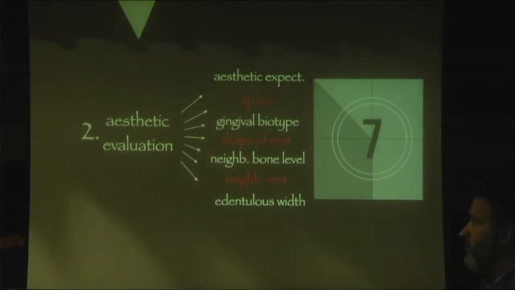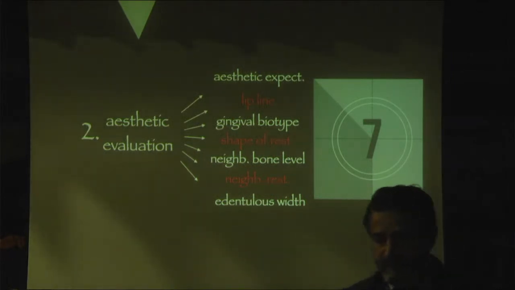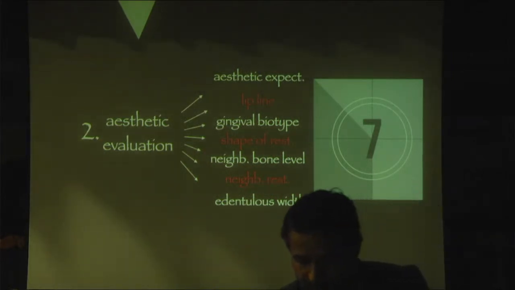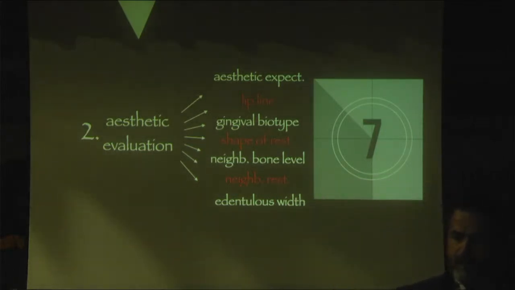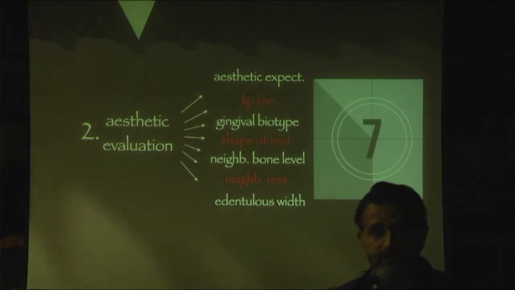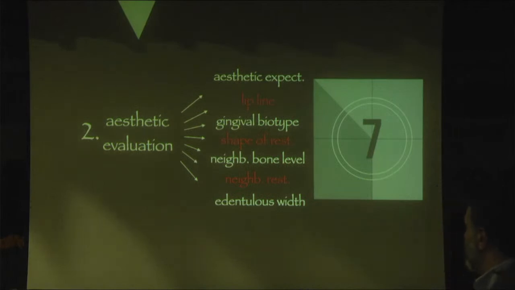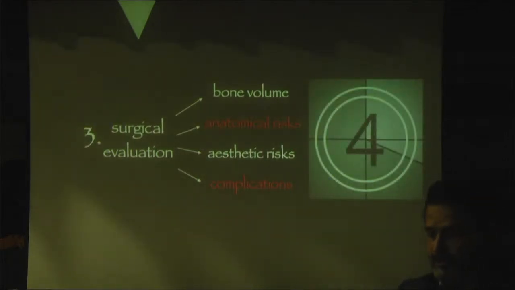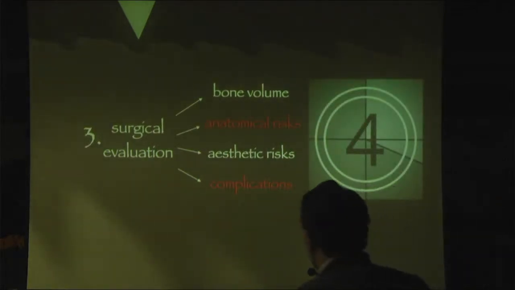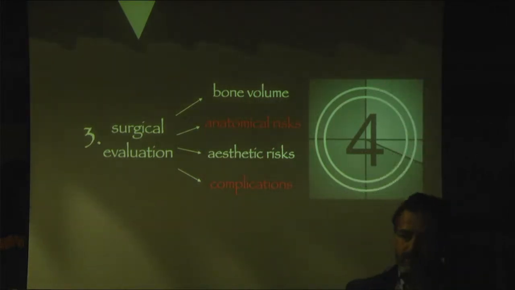And the other parameter, aesthetic evaluation, has seven components: aesthetic expectations, lip line, the gingival biotype, the shape of restoration, neighborhood bone level, neighborhood restorations, and edentulous width. The last one is surgical evaluation, which covers bone volume, anatomical risks, aesthetic risks, and complications.